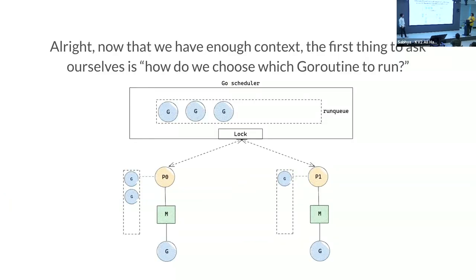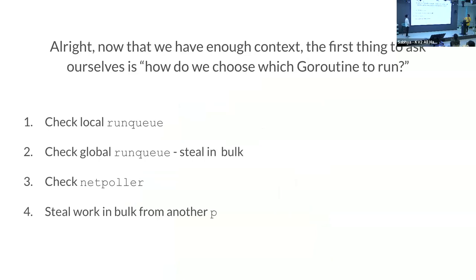Great. Before we move forward, we have a bunch of queues here, right? How do we even pick which Go routine to run? Summarizing that algorithm a little bit, you first check your local run queue. If you have work in the local run queue, run it from that. If your local run queue is empty, check the global run queue and steal work from that. If the global run queue is also empty, there is a component in the runtime called the netpoller, which helps out with the asynchronous IO operations that Go supports.